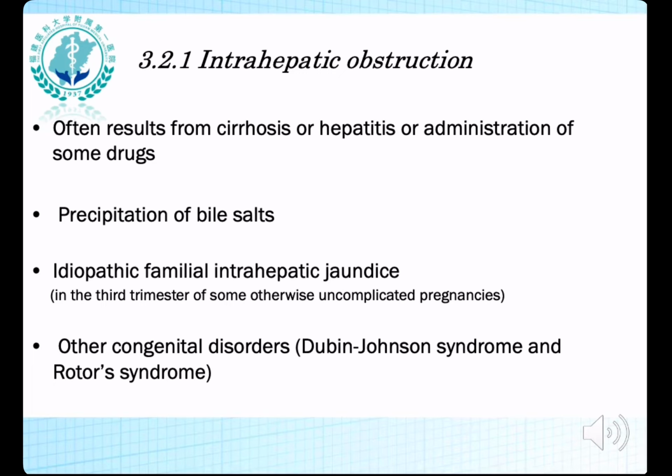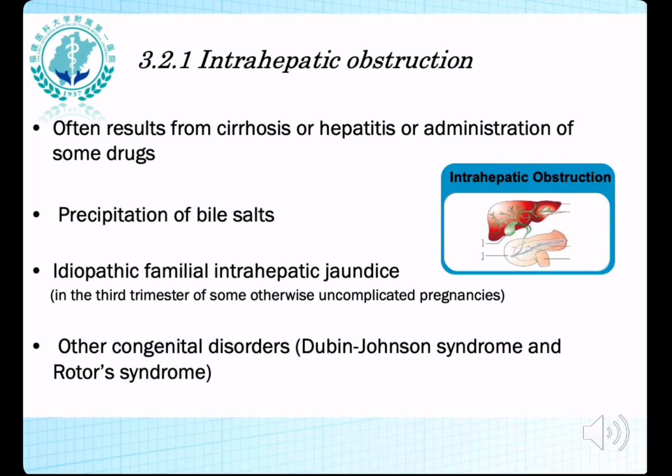An intrahepatic obstruction often results from cirrhosis or hepatitis or administration of some drugs. It manifests as precipitation of bile salts. The etiology often includes idiopathic familial intrahepatic jaundice in the 3rd trimester of some otherwise uncomplicated pregnancies, or some other congenital disorders such as Dubin-Johnson syndrome and Rotor's syndrome.